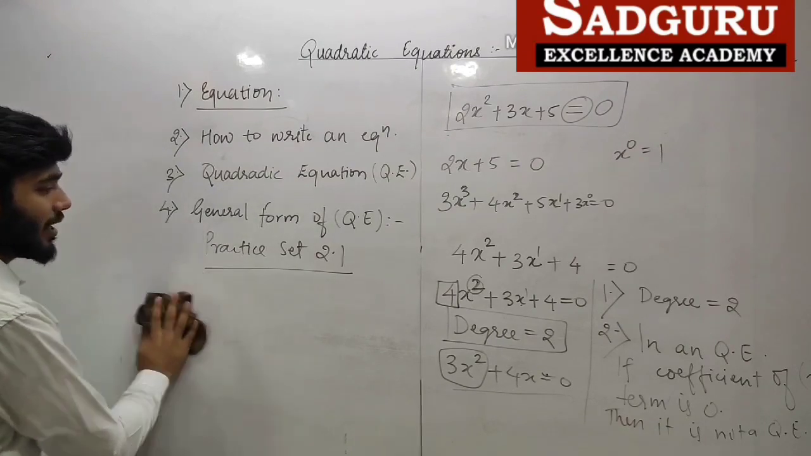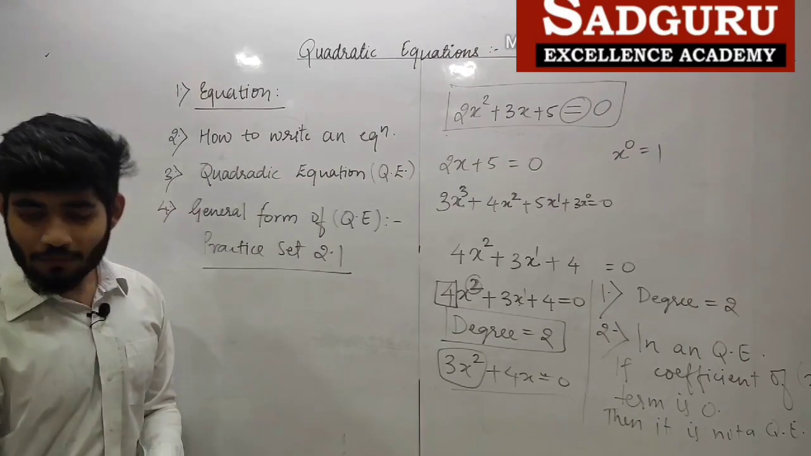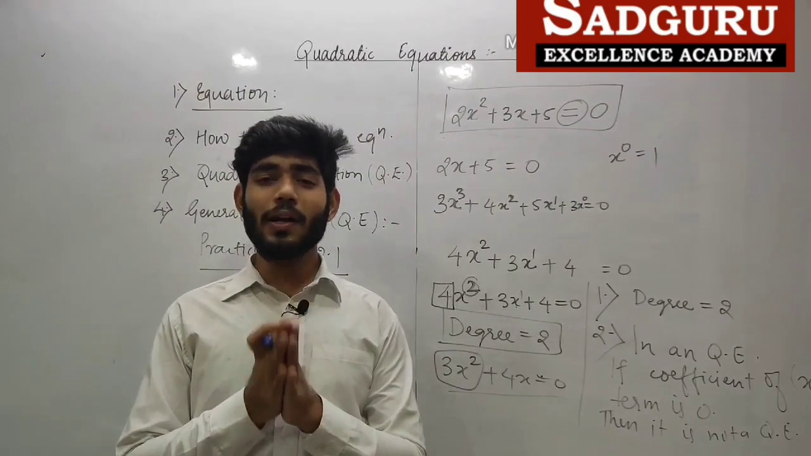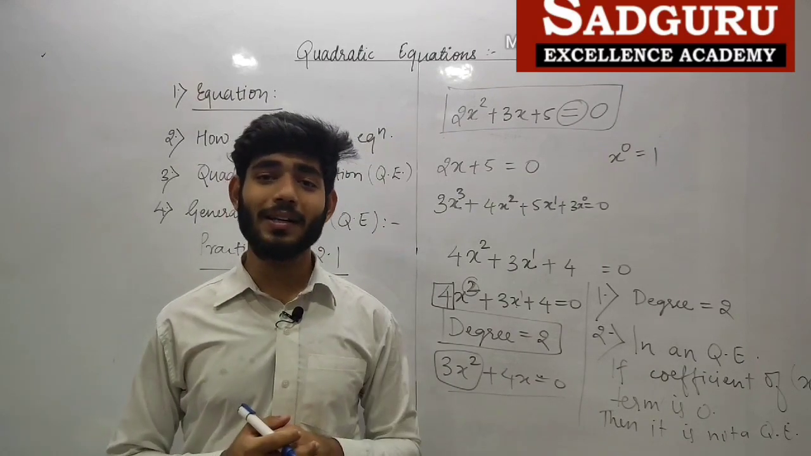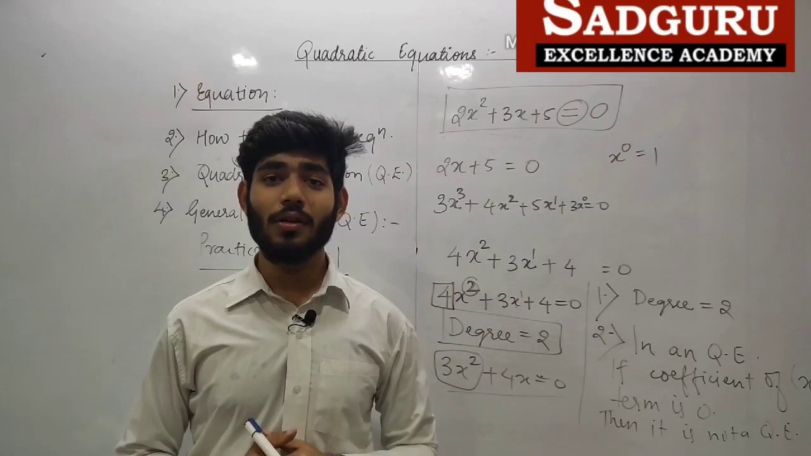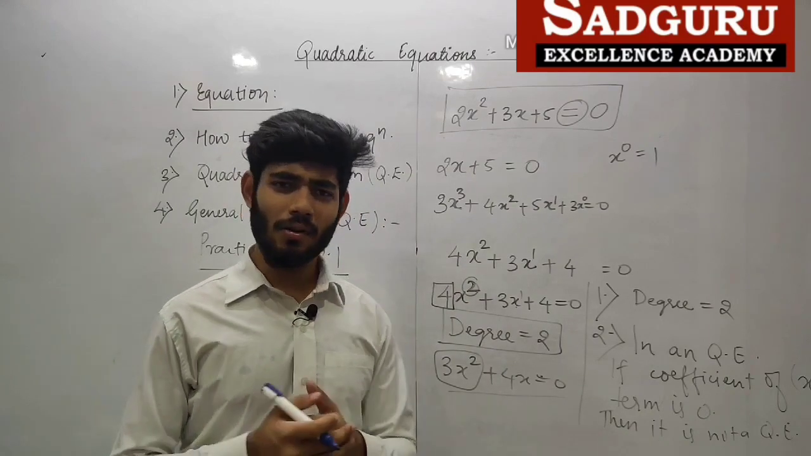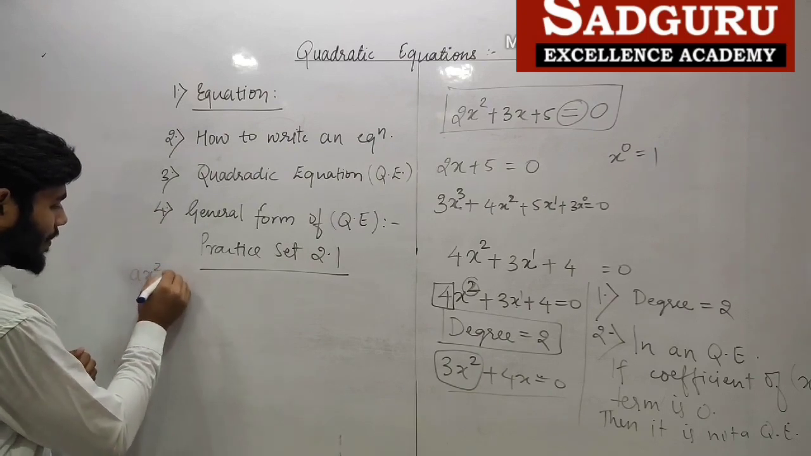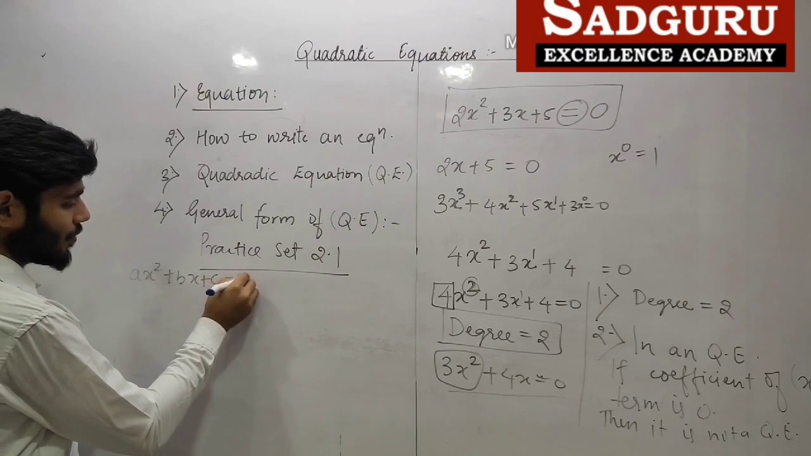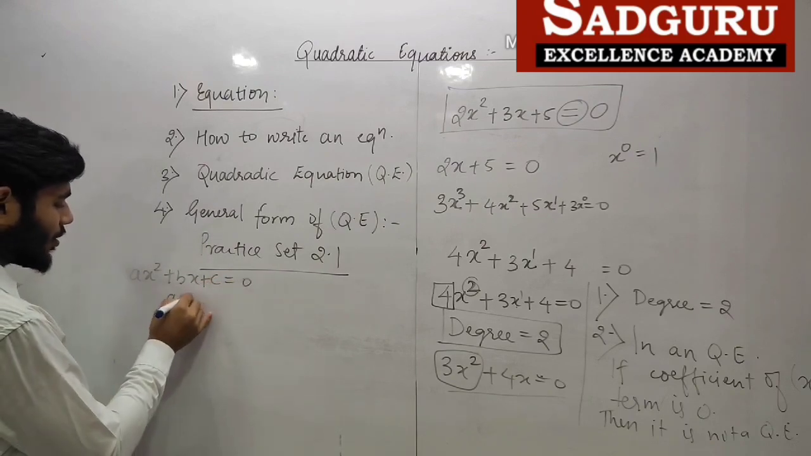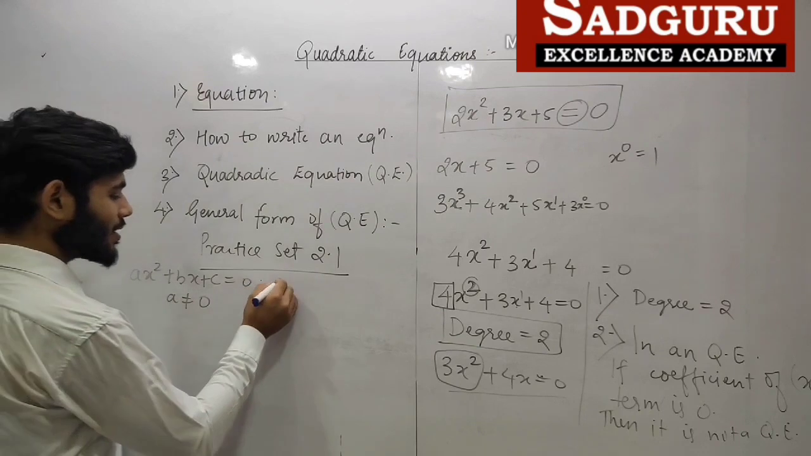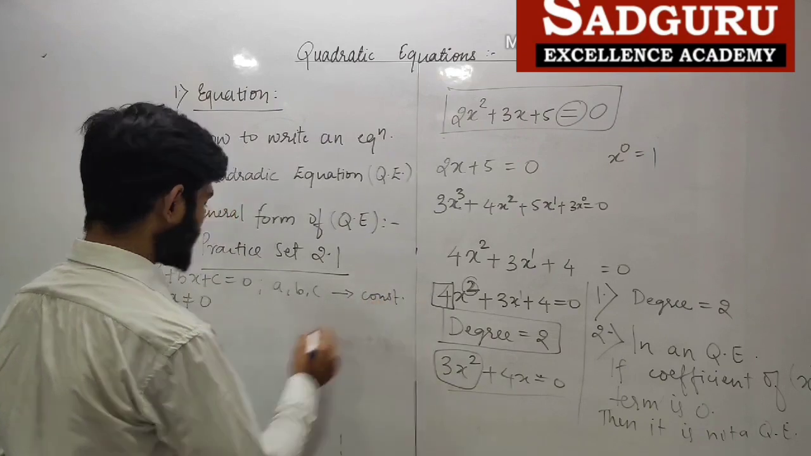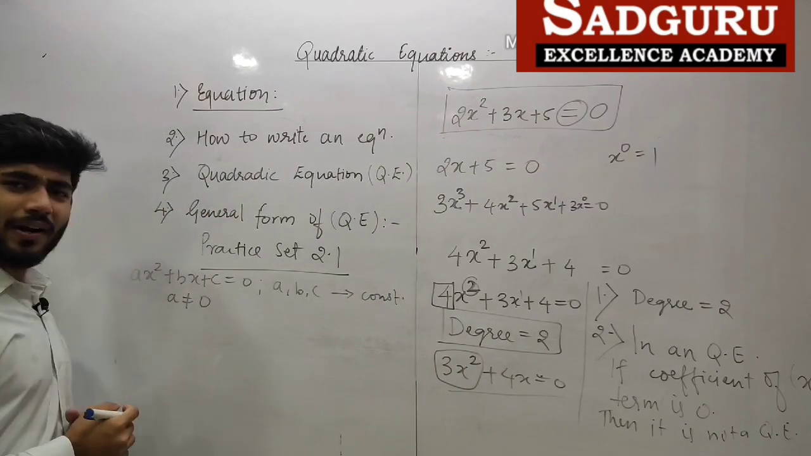In practice set 2.1, the first question in your textbook is: write any two quadratic equations. So can you write any two quadratic equations? Just looking at the general form, ax² + bx + c = 0, where a cannot be equal to 0 and a, b, c are constants, obviously we can write many quadratic equations.